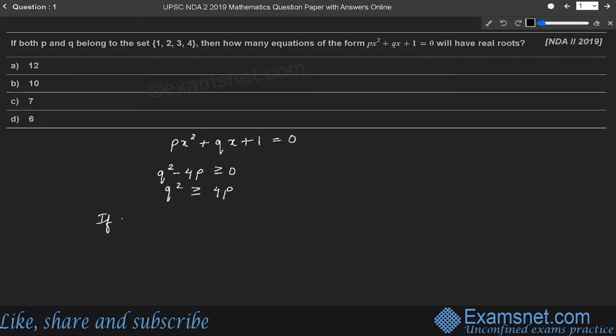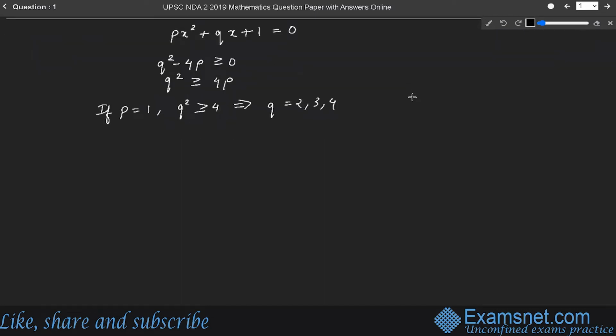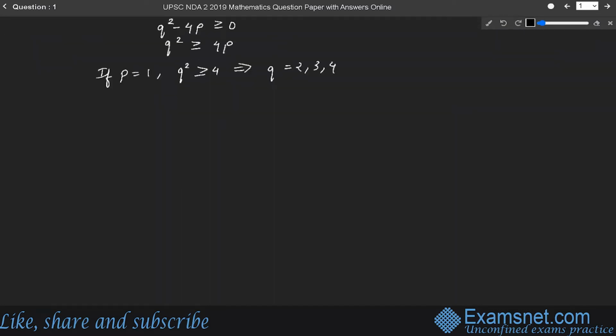Now, if P is equal to 1, then Q square is greater than or equal to 4. So, Q will be equal to 2, 3 and 4. Similarly, if P is equal to 2, then Q square will be greater than or equal to 8, which implies that Q will be equal to 3, 4. Similarly, when P is equal to 3, Q square will be greater than or equal to 12, which implies Q will be equal to 4.